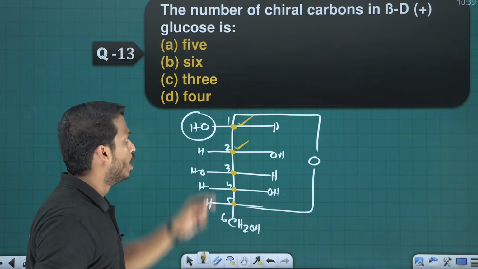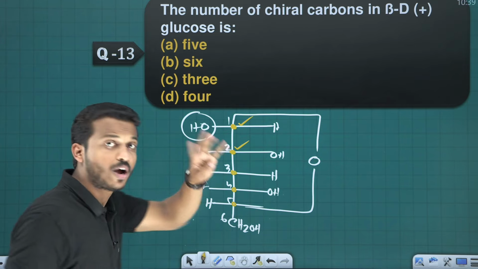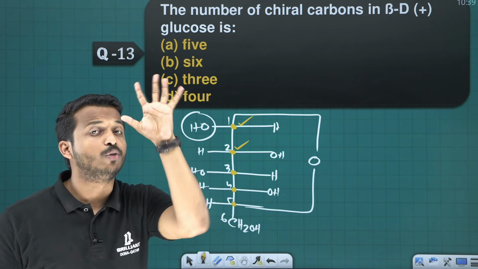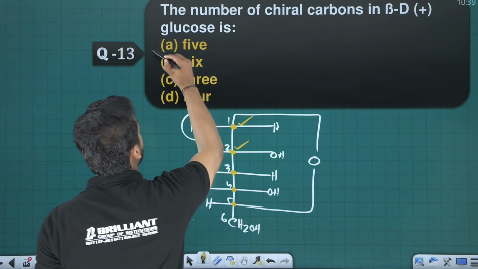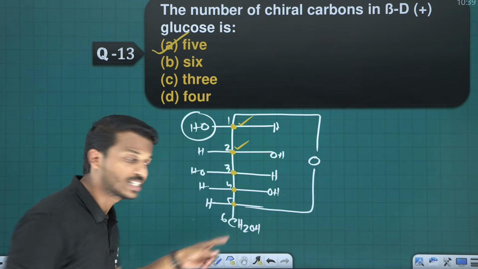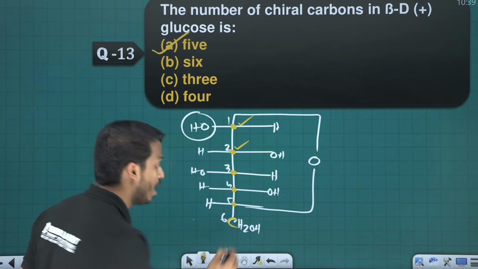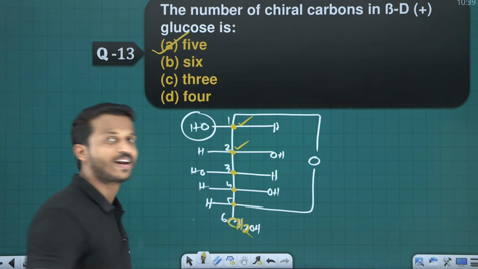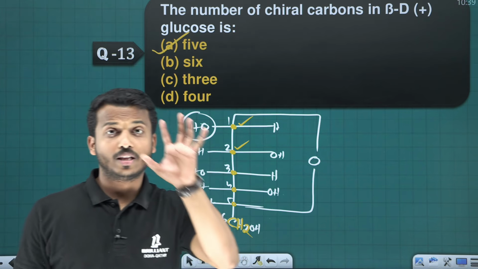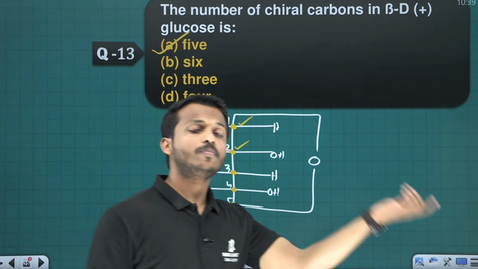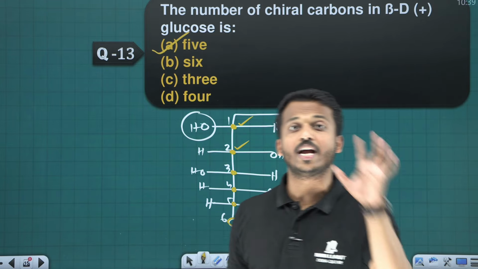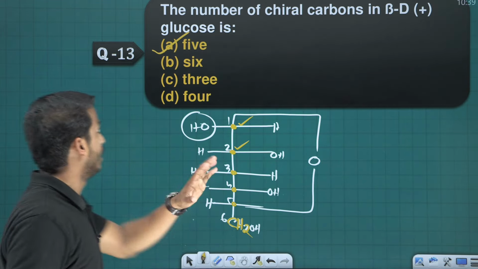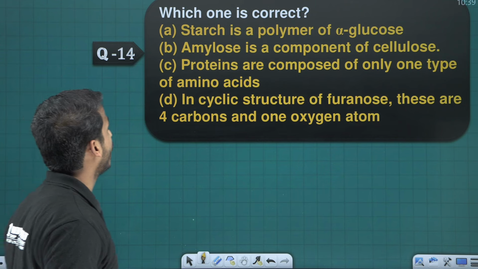group, all are different. So 1, 2, 3, 4, 5, there are 5 carbons which are chiral in this compound. What about this carbon here? It is not chiral because the same 2 elements are there, hydrogen. Ready? So the alpha D glucose or beta D glucose, they contain 5 chiral carbon atoms. Ready? Now which one is correct?